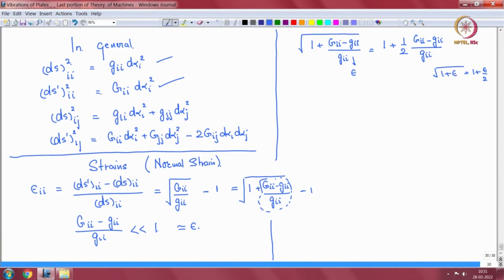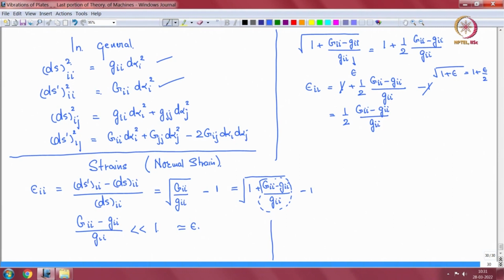Okay. So now what is this normal strain? Minus 1. So this thing minus 1. So epsilon II is equal to 1 plus a half of GII minus small GII by GII, minus 1. So this cancels with this and I get a half of GII minus GII by GII. That is normal strain. Okay.